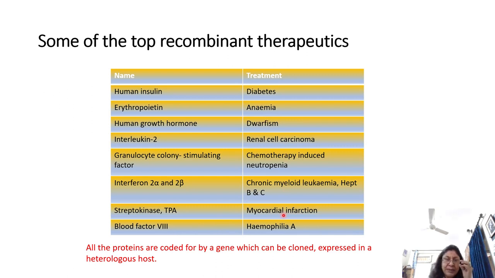Now, what is extremely important here is that when you look at all of these, they are all proteins, so they can be coded for by a gene.